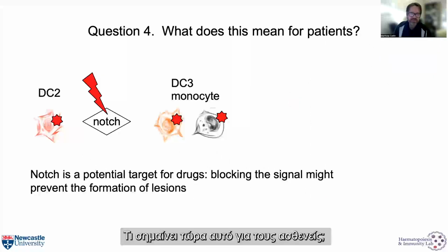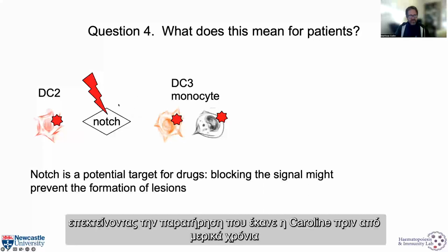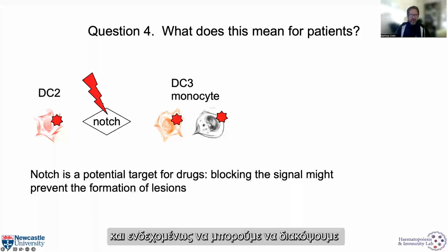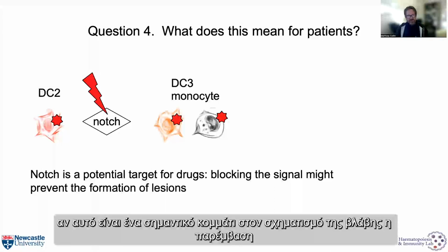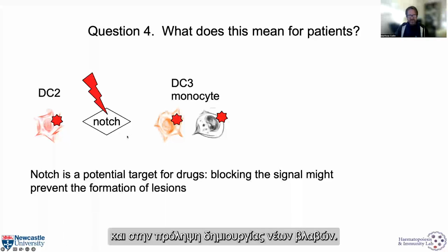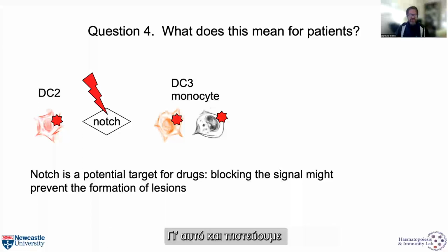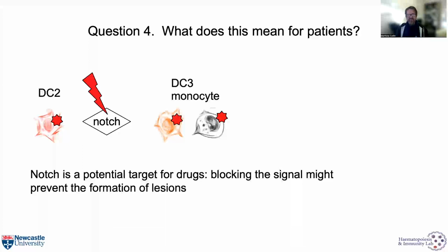So what does this mean for patients? Well, it basically means that this Notch signal might be a critical part in the formation of the lesion, extending the observation that Caroline made a few years ago. And potentially we might be able to interrupt this signaling pathway. And if this was a critical thing in the formation of the lesion, then interrupting this signal would lead to the resolution of the lesion or prevention of new lesions forming. And that's why we think it's potentially useful to patients. Okay, thank you.